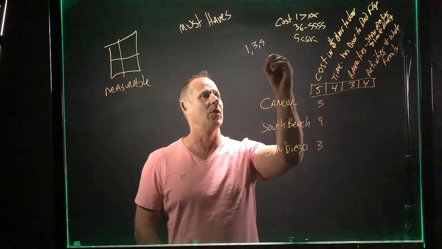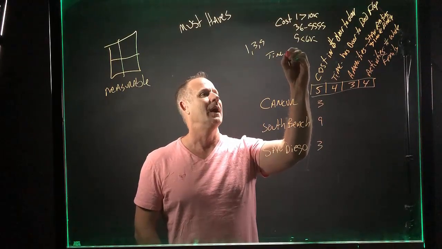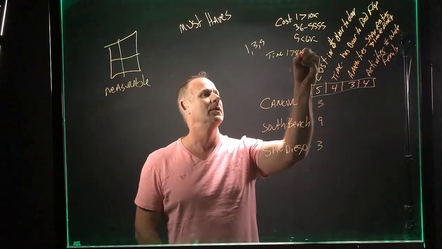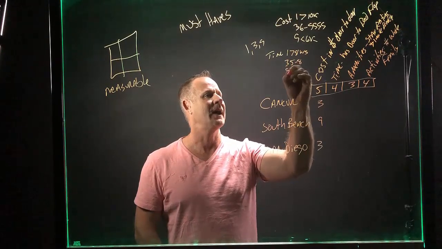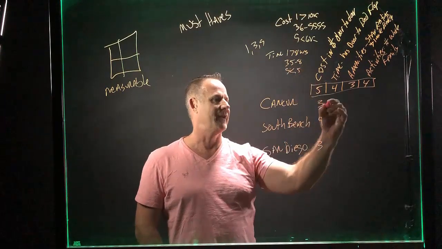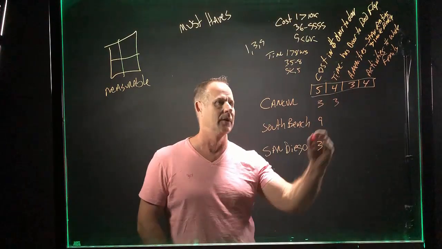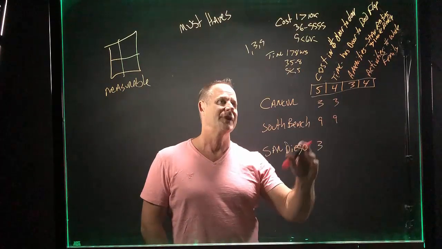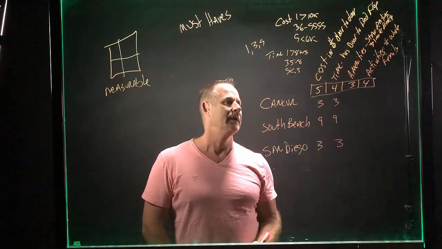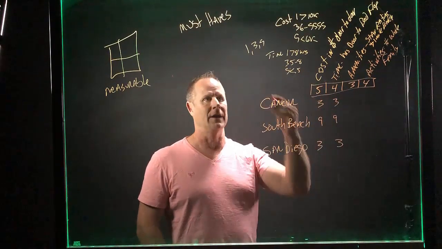Time and hours door to door. So time, Cyndi Lauper likes time. 1 is greater than 8 hours, a 3 is 5 to 8, and a 9 is less than 5. So Cancun is a 3. We have to cross through customs down there. South Beach is going to be a 9, a very short flight from Atlanta. San Diego, a 3.